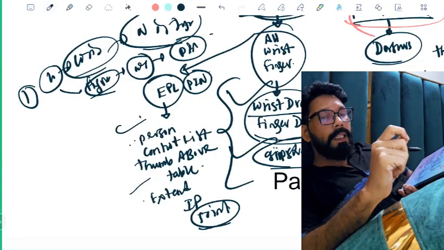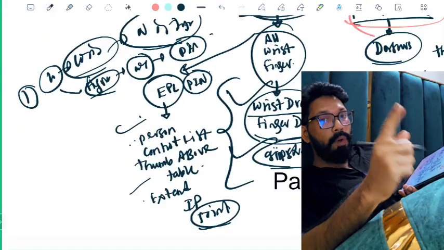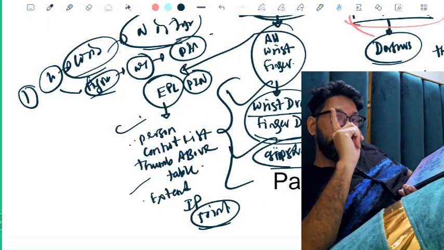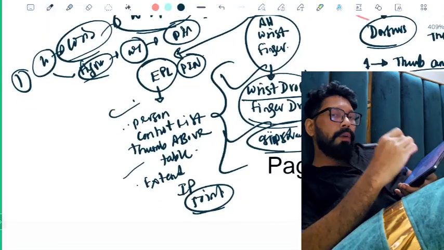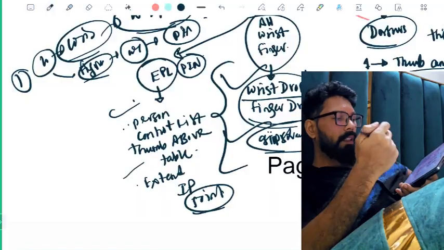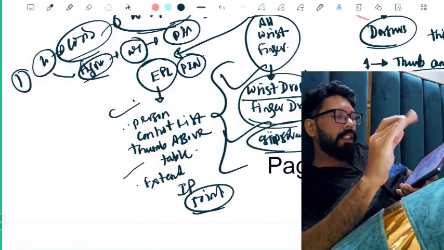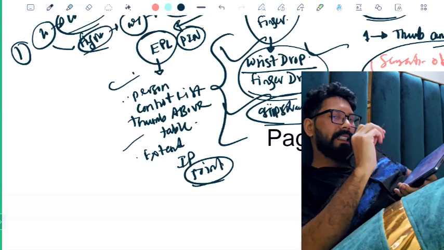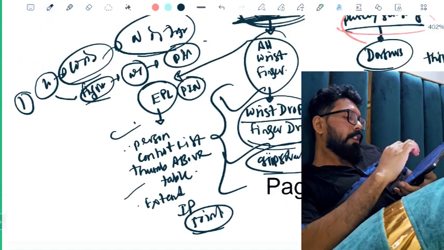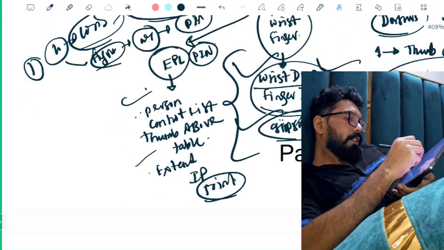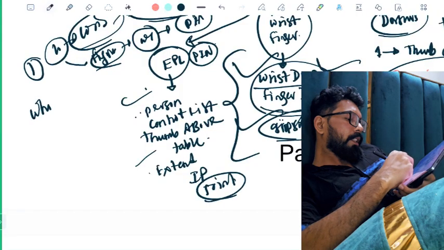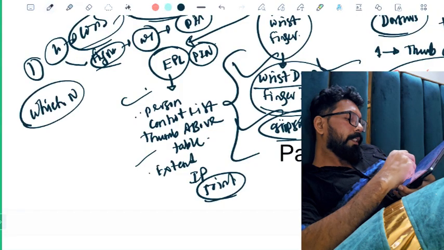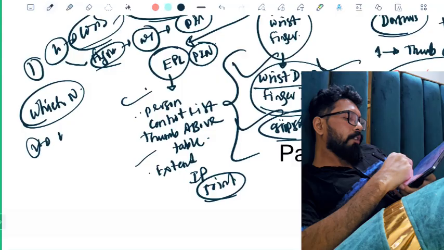It's not like they will give some other manifestation and ask you. No. They will just give only these: wrist drop, finger drop, loose grip strength. These are the only manifestations they will give you in your exam. So the person cannot lift the thumb above the table, cannot extend the IP joint, which nerve is injured? This is the first type of question, which nerve. Second type of question, they will ask you, where is the injury?